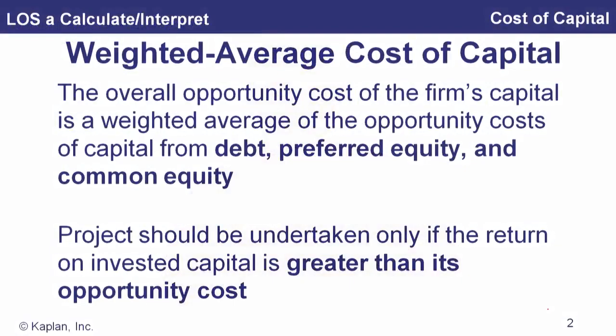And so we're going to look at our cost of capital, our different sources of capital, and put those together to give us what we call a weighted average cost of capital, which is the average across all our capital sources, so we get an overall cost of capital for the organization. Here's the official definition: the overall opportunity cost of the firm's capital, a weighted average of the opportunity cost of capital from three sources: debt, preferred equity, and common equity.